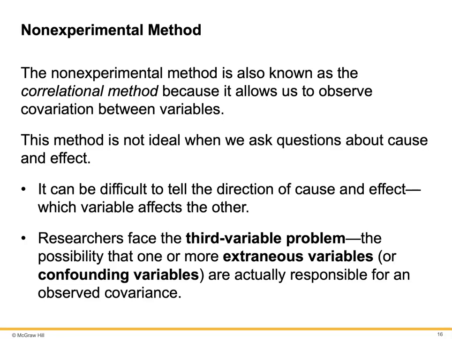And it can be difficult to tell the direction of the cause and effect of which variable affects the other. And then researchers face the third variable problem, the possibility that there could be what we call extraneous variables or confounding variables that could actually be responsible for what we observed or the difference.